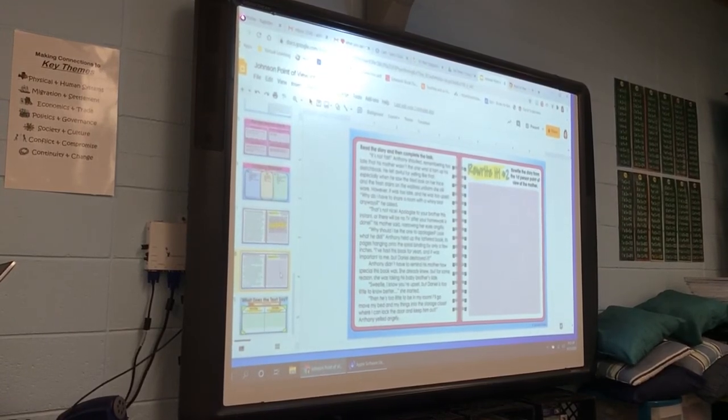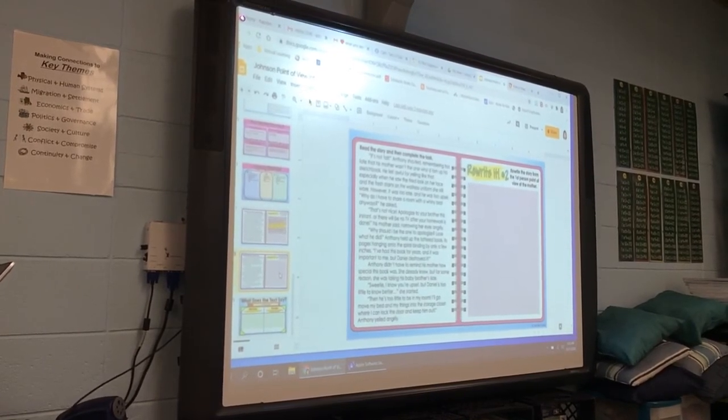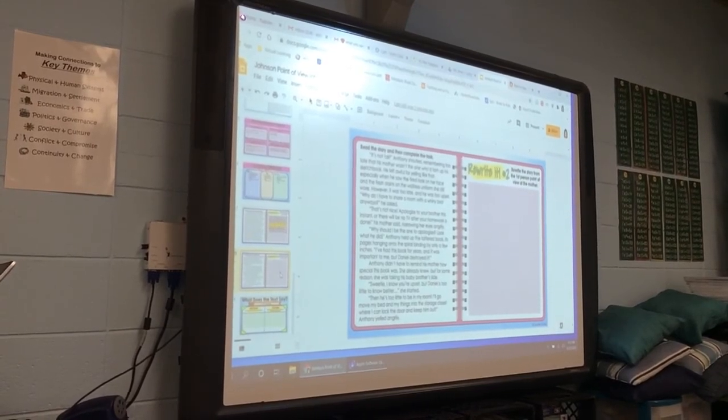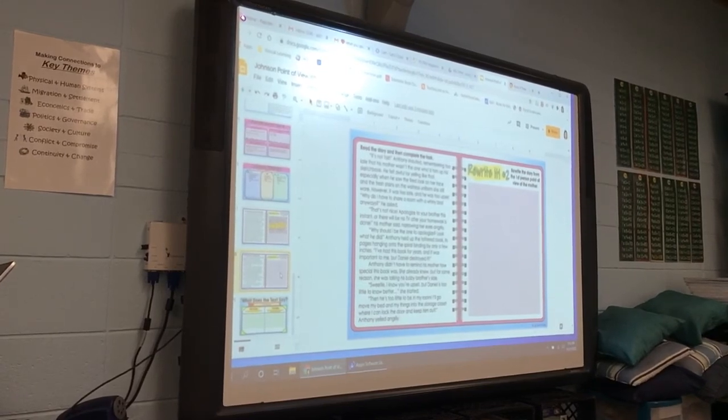"Why should I be the one to apologize? Look what he did." Anthony held up the tattered book, its pieces hanging onto the spiral binding by only a few inches. "I've had this book for years, and it was important to me, but Daniel destroyed it." Anthony didn't have to remind his mother how special that book was. She already knew, but for some reason, she was taking his baby brother's side. "Sweetie, I know you're upset, but Daniel is too little to know better," she started. "Then he's too little to be in my room. I'll go move my bed and my things into the storage closet where I can lock the door and keep him out," Anthony yelled angrily.